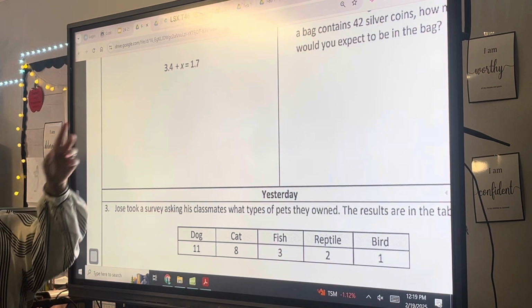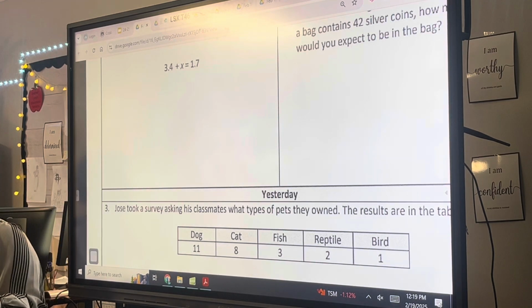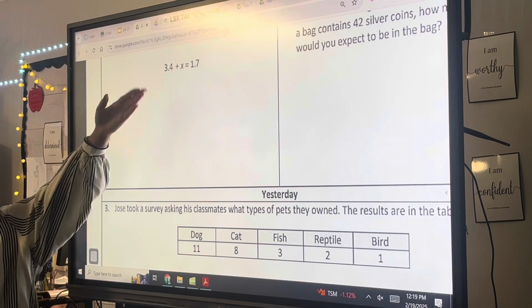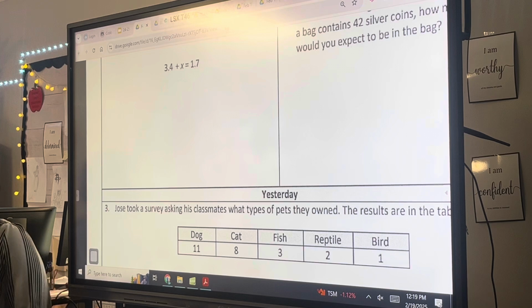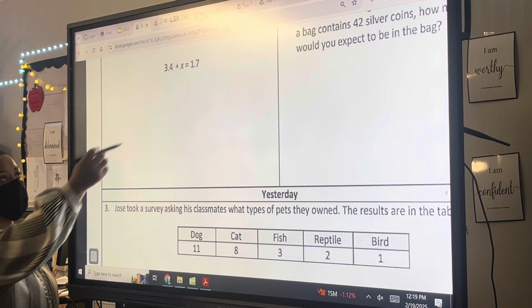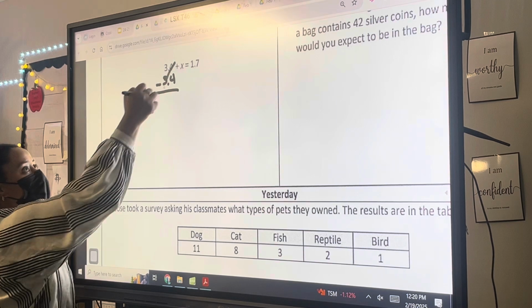So our operation class is what? What operation is this? Addition. So what do we have that's attached to the variable with addition? Positive 3.4. What's the opposite of positive 3.4? Negative. So we need to subtract 3.4. That creates a zero pair.